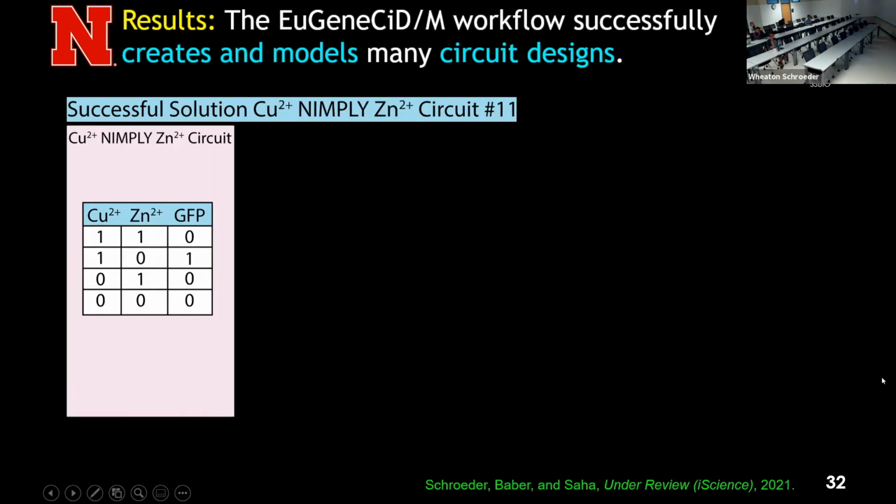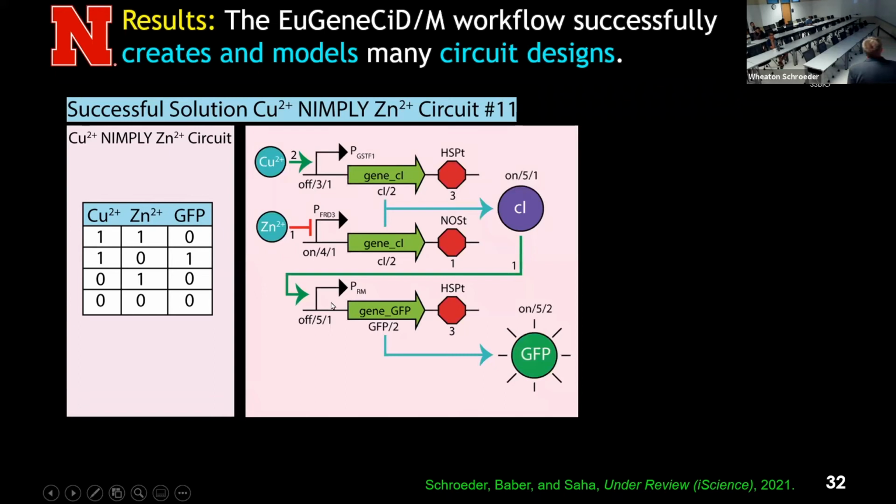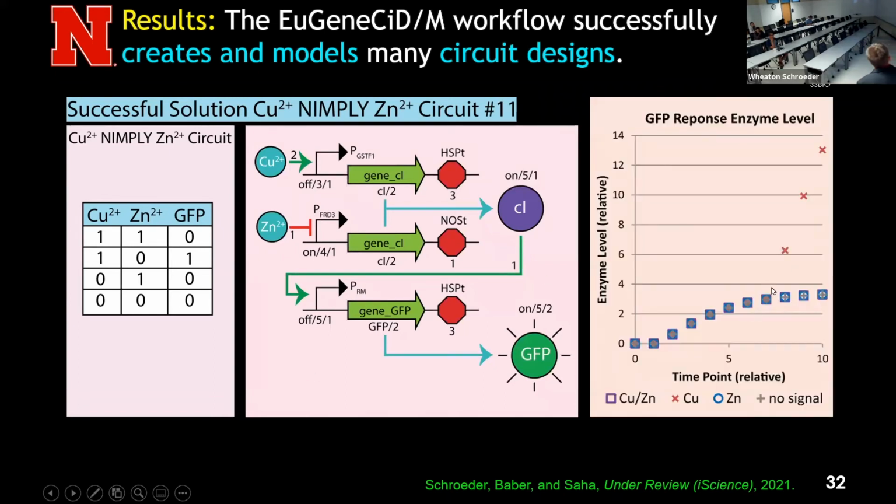Another particular successful solution we had was for a copper zinc circuit. This is going to be solution number 11. So this is what a not imply gate looks like. It's basically going to say if you have copper, have GFP expression, so long as you don't also have zinc. So that's what a non-implication circuit design is. This particular design had 3 triads and showed successful dynamic behavior, although it had a rather long startup period.